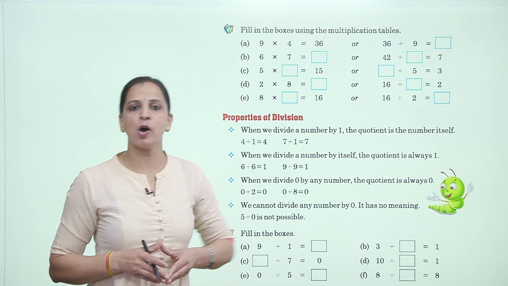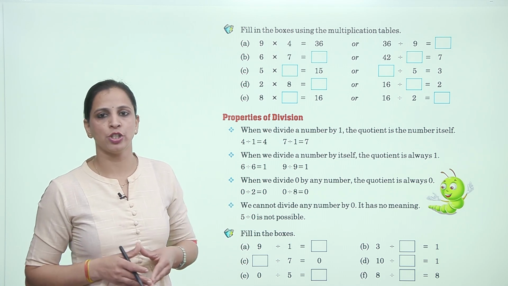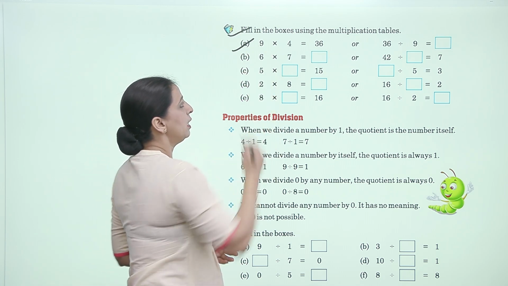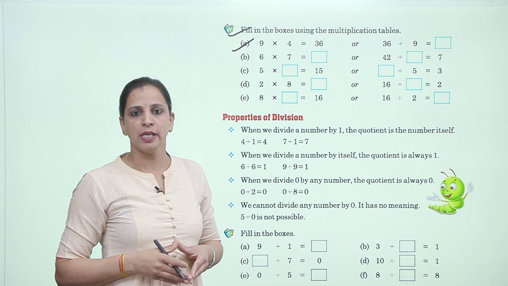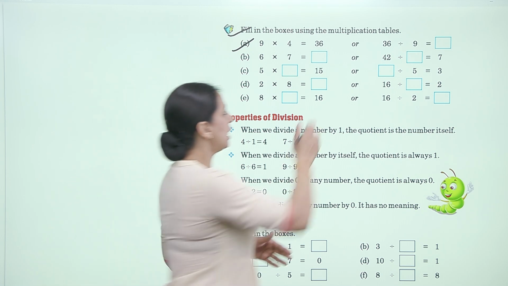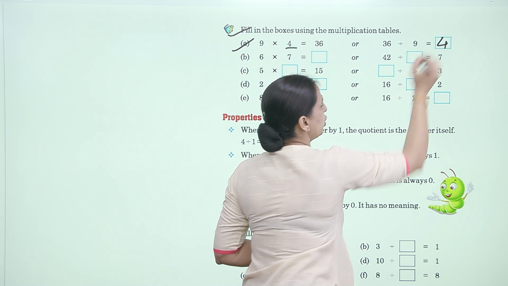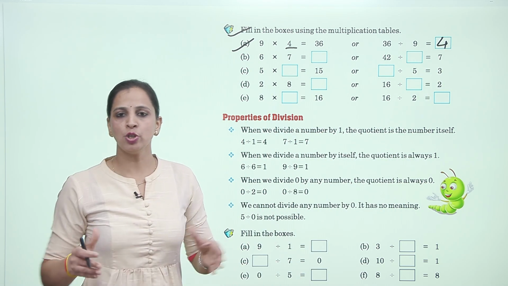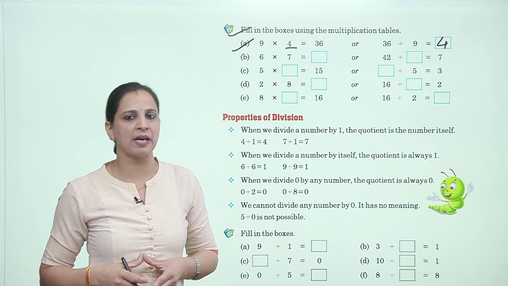Now fill in the boxes using the multiplication tables. A part, 9 multiplied by 4 is equal to 36. That is 36 divided by 9 is equal to 4. तो बच्चों सेम मेथड को यूज करते हुए बाकी के पार्ट्स आप खुद ट्राई करेंगे.